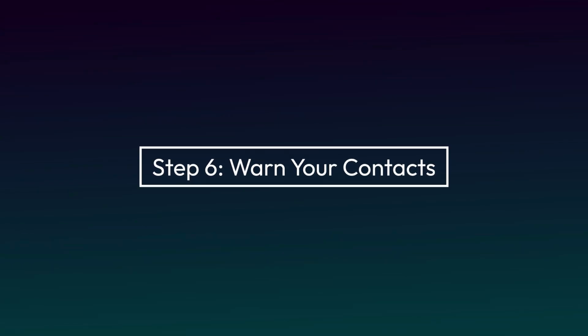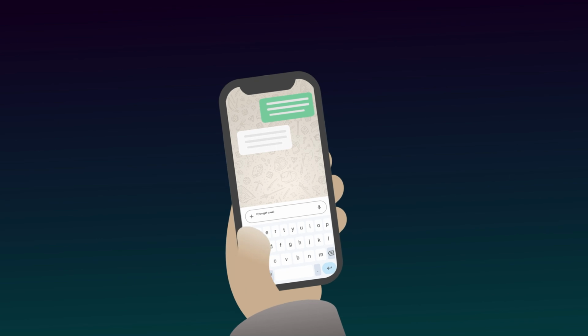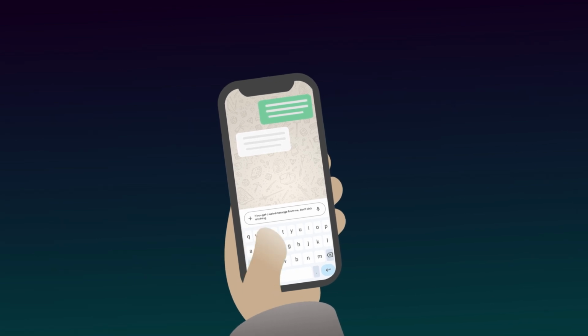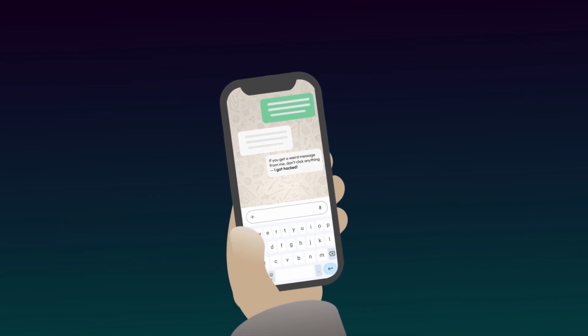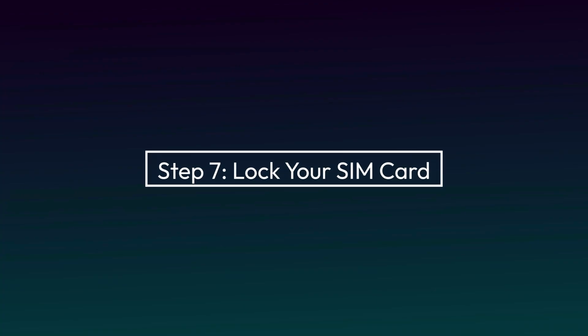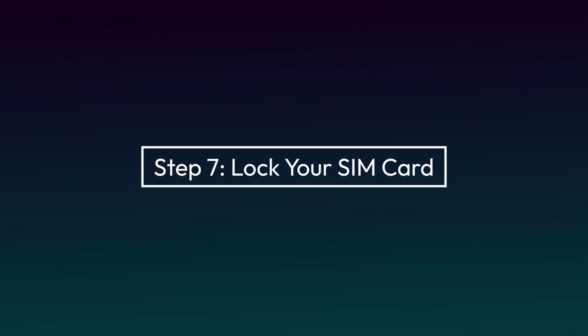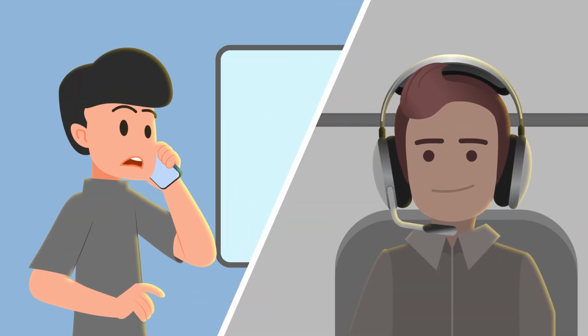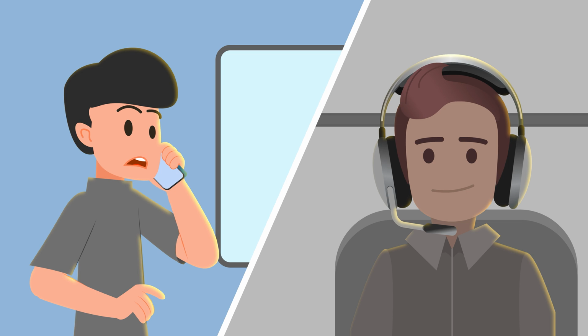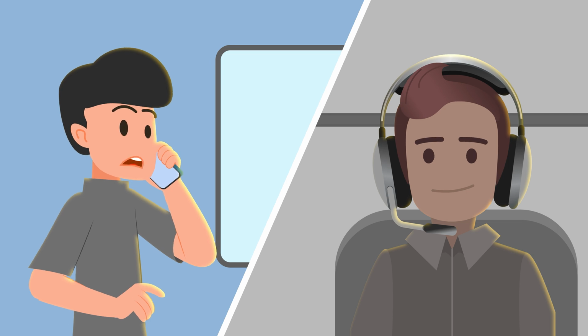Step 6. Tell your contacts. Hackers love using stolen accounts to trick others. Let your friends and family know so they don't fall for scams. Step 7. Lock your SIM card. Some hackers steal phone numbers to bypass security measures. Contact your mobile provider to add extra protection.